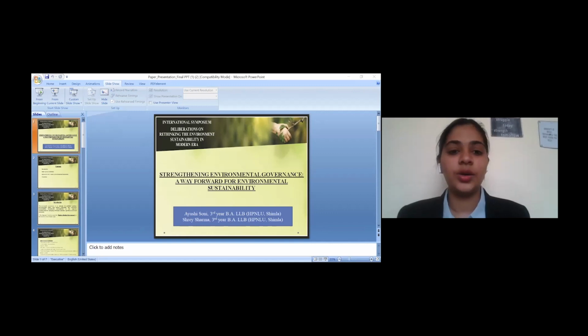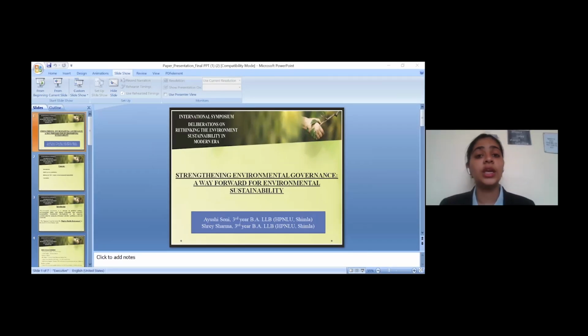So today, my co-author Sri Sharma and I will be presenting in this international conference on the topic Strengthening Environmental Governance, a way forward for environmental sustainability. By the end of the presentation, we will know India's progress towards environmental sustainability, and the answer to the question that though there exist laws and tribunals, why there exists a need to strengthen environmental governance. Environmental sustainability is the responsibility to conserve natural resources and to protect the global ecosystem to support the health and well-being of all individuals now and in the future.